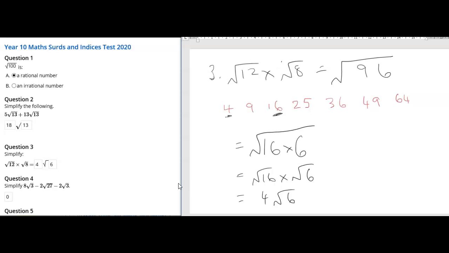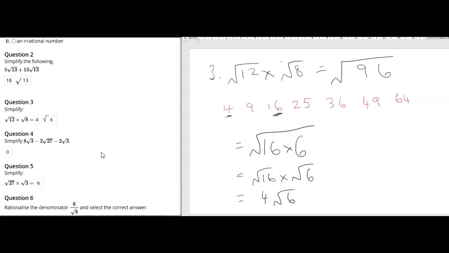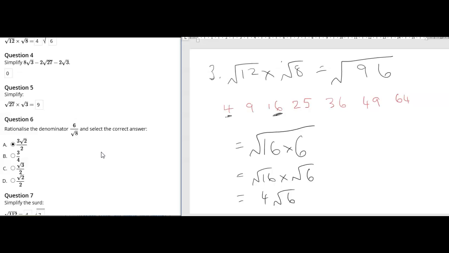Now, you could simplify the square root of 12 and the square root of 8 and then multiply them. That was another method. So if you did that method, that's fine. But sometimes it's easier just to simplify once as opposed to several times throughout the working out. Okay, let's move on.